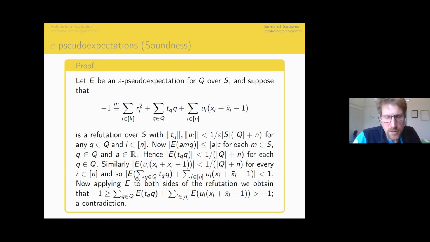Okay. Tuomas, just a quick question. Applying E to both sides of this, you get a trivial contradiction of 1 minus 1 being strictly larger than -1. Okay. A question. Yes.